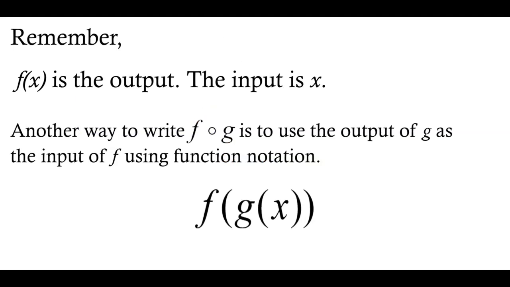Remember, f of x with function notation here, that is the output. f of x always equals the output. x, just simple x, is the input. So another way to write f of g is to use the output of g as an input of f using this function notation here. Just remember that this and this mean the same exact thing.